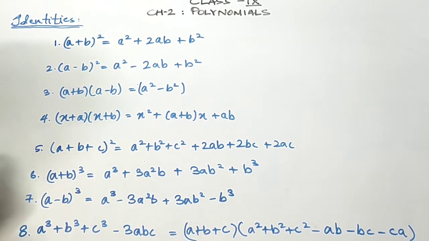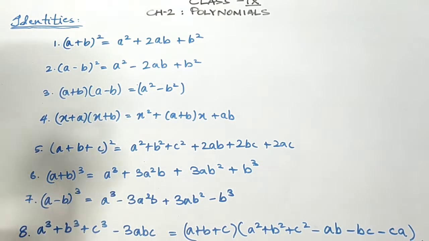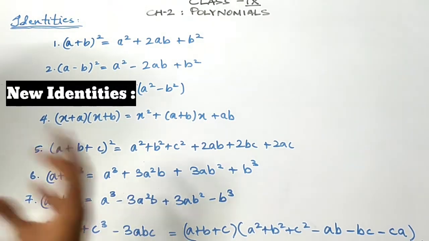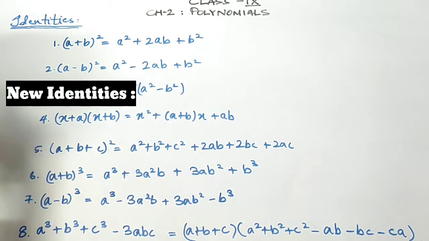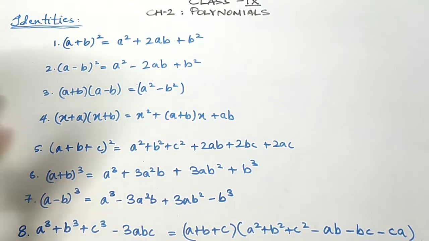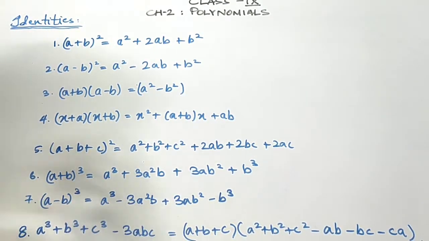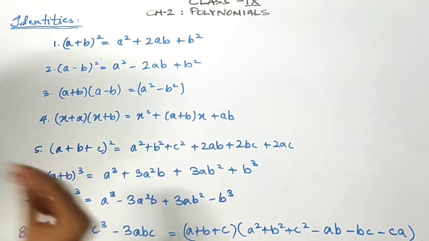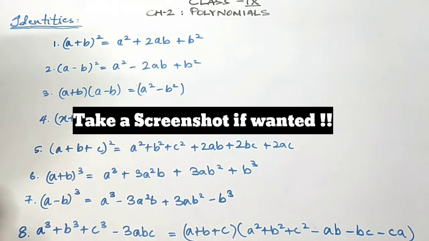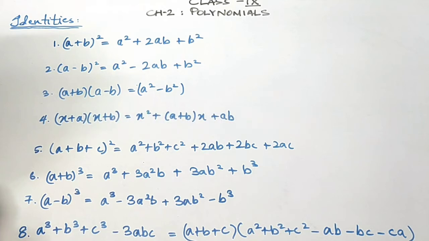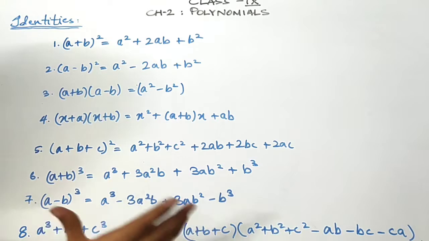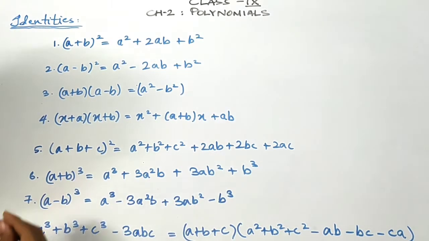Now identity number 4, (x plus a) times (x plus b). Starting from identity number 4, this is going to take some effort to memorize. So make sure that you take a screenshot or a picture of this screen and print it out, so that you can always see these identities and memorize them in an efficient way. You have to memorize all these identities so that you can easily apply them to problems.